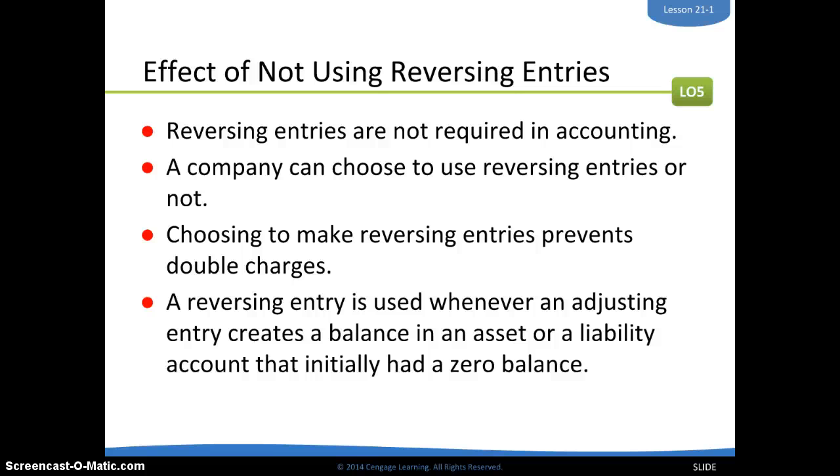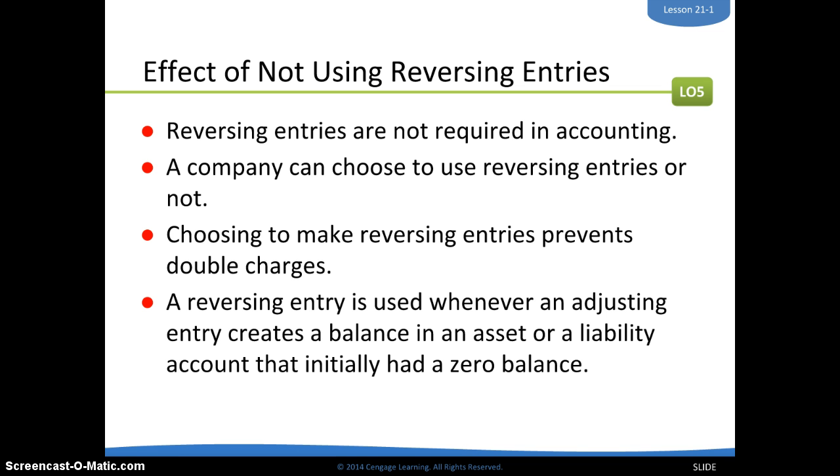Now, reversing entries are not required. There is no generally accepted accounting principle that says you have to do reversing entries. A company can choose to do them or not to do them. But it really is in their advantage to utilize this and make it part of their practice because it will help prevent double charges. When you're doing your closing entries and you're doing your end of the fiscal period work, a reversing entry can be done right away while the math work and the calculations are fresh in the accountant's mind. Then when payments are made or received later throughout the next fiscal period, you don't have to go back and look up and try and remember what had happened at the end of the year.